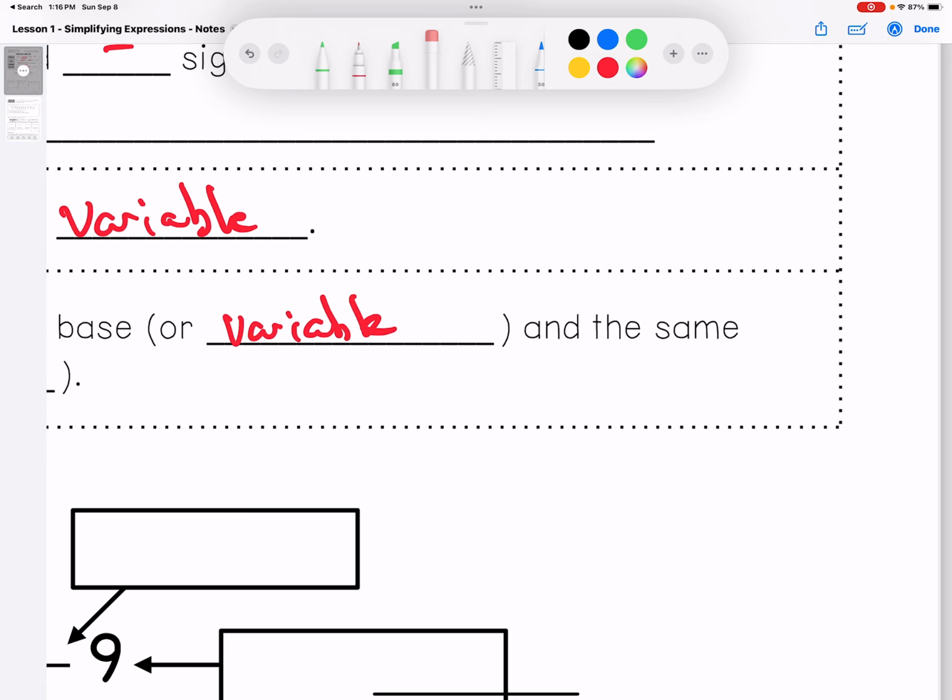Now, I'm just going to forewarn you, you're going to get to a point in your math career where you have to end up working those together, okay? But for now, they are not like terms at all. So just completely separate them for now, okay?